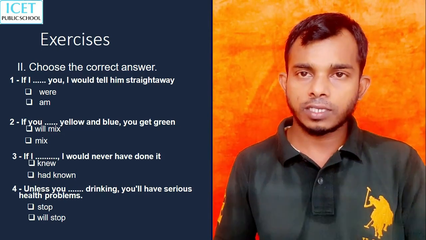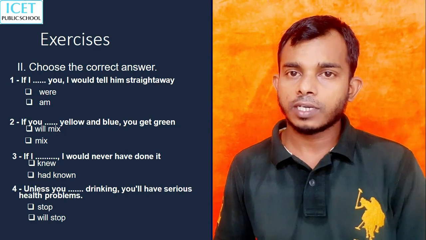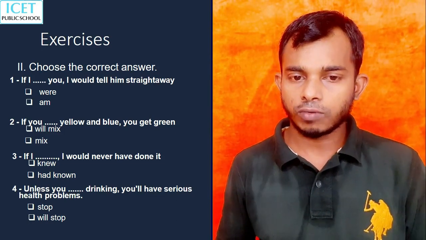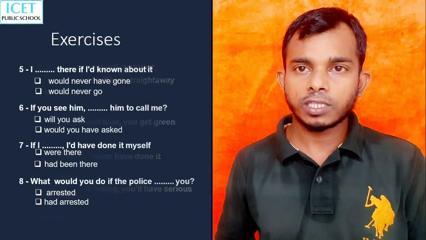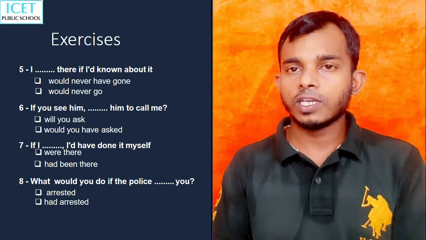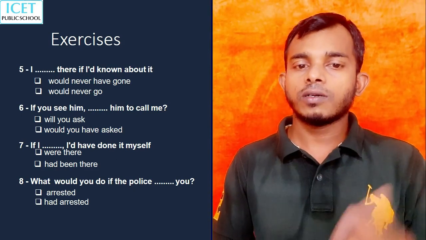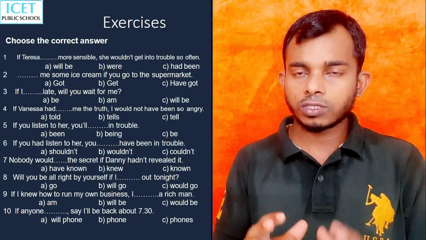And then the second exercise says choose the correct answer: if I dash, were or am. I have given will mix or mix, knew or had known, stop or will. Which one is correct? Only the correct one you fill out. And this also you have to send to me. There are 8 questions to fill. Choose the correct one.